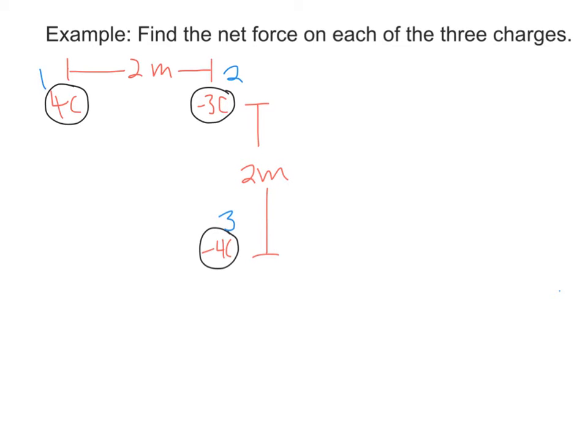And the picture that it gave us, we've got a 4 Coulomb charge I labeled as charge 1. It's 2 meters apart from a negative 3 Coulomb charge, which I labeled charge 2, which is 2 meters away from a negative 4 Coulomb charge, which I labeled charge 3. Let's list our given and find. So just from the diagram, what we know.